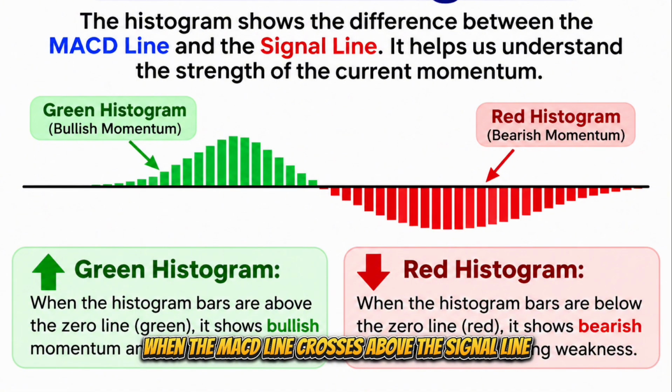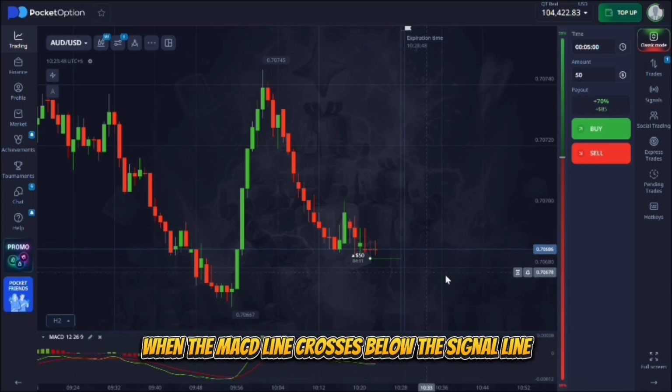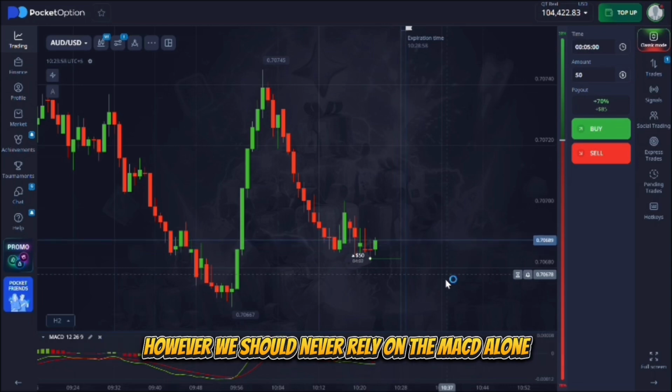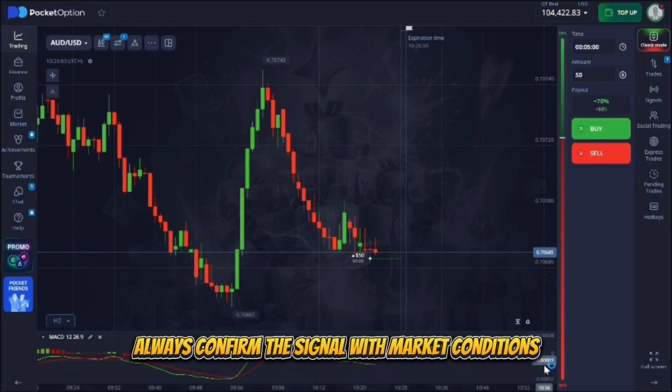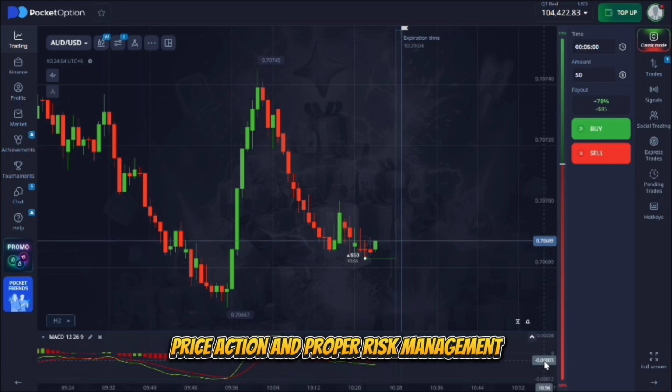When the MACD line crosses above the signal line, it can indicate bullish momentum and a potential buy opportunity. When the MACD line crosses below the signal line, it can indicate bearish momentum and a potential sell opportunity. However, we should never rely on the MACD alone. Always confirm the signal with market conditions, price action, and proper risk management.